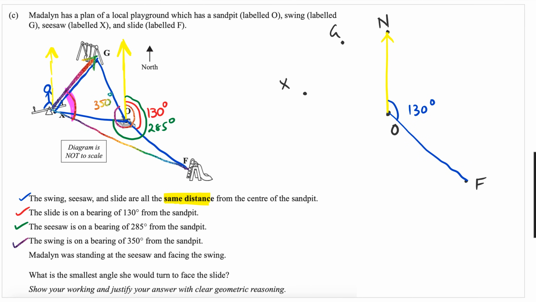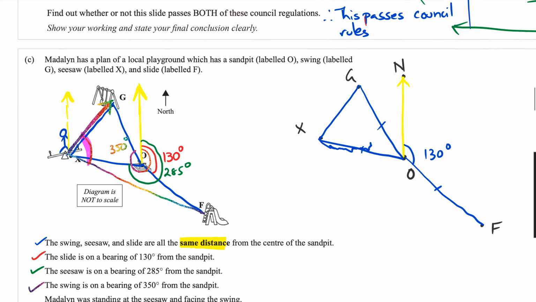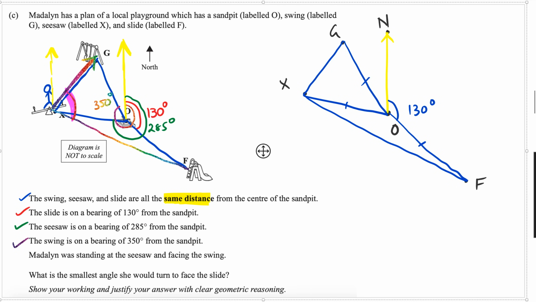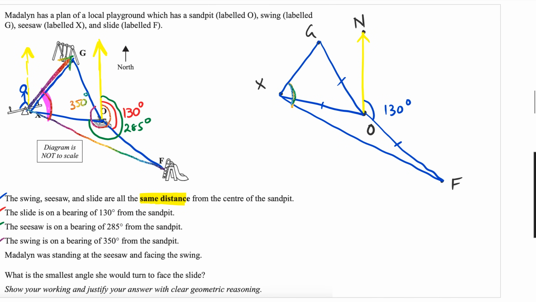That's 130 degrees. We already got that sorted out. We also know that all of these distances are the same, which means this and this creates an isosceles triangle, and also this and this. Whoa. It creates another isosceles triangle. So we've actually got two isosceles triangles, and the angle that we're trying to figure out is both of those things there. So let's actually work it out.